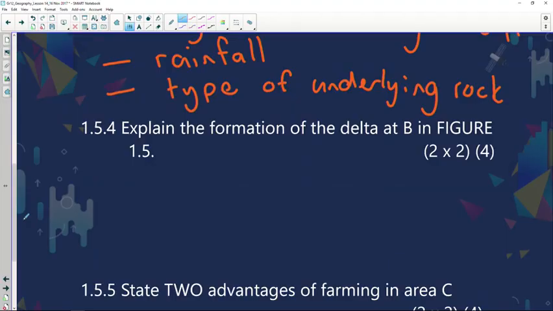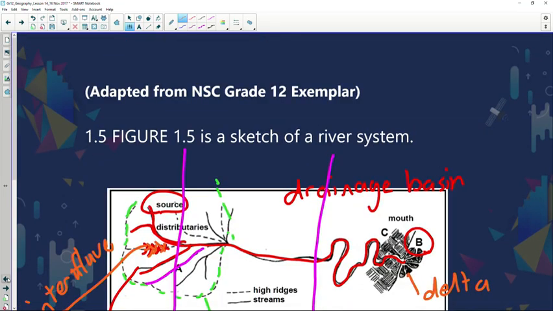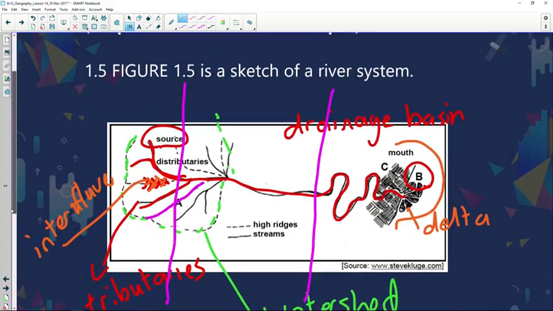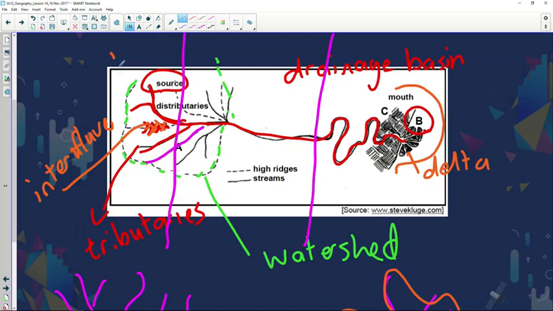Explain the formation of the delta at B in figure 1.5. So let's quickly go back to the diagram over here. As you can see, this area over there is clearly a delta. Now explain the formation of the delta. Now what happens in the lower course, grade 12s? Is there any erosion taking place? No. Deposition. All of the eroded material from the upper and from the middle course is being deposited in the lower course.